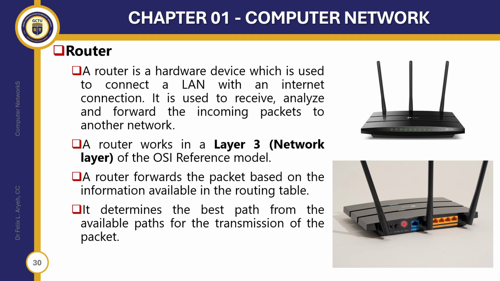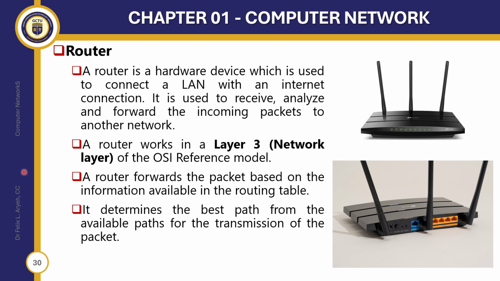It's a router. Now a router works in layer 3 of the OSI reference model. That is where the IP addresses come in. In layer 3, we can have some switches also serving as routers, or some switches also performing layer 3 duties. We'll talk about each one of them as we move on. A router forwards the packets based on the information available in the routing table. It determines the best path from the available paths for the transmission of that particular packet.